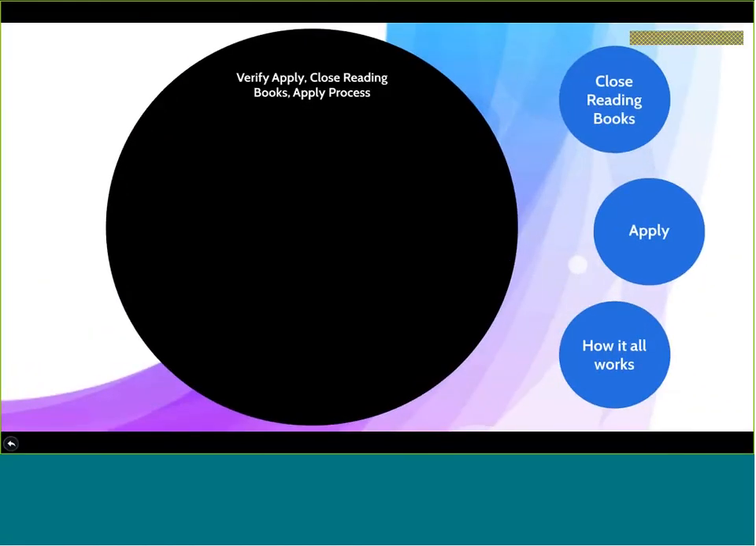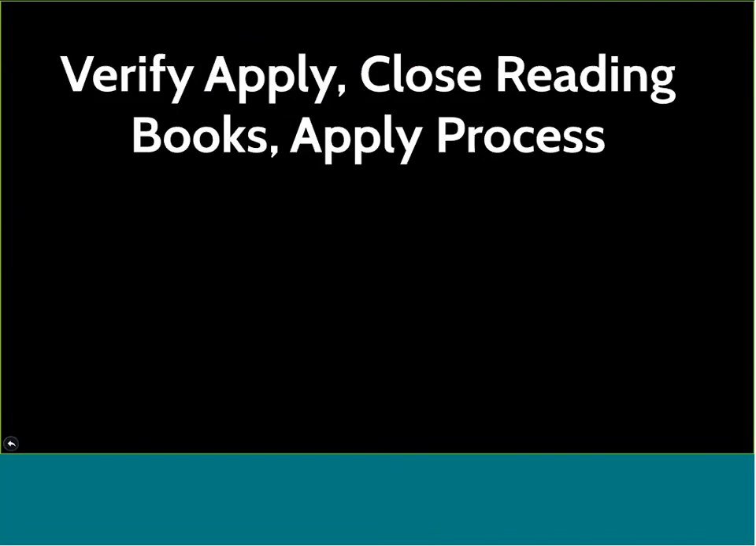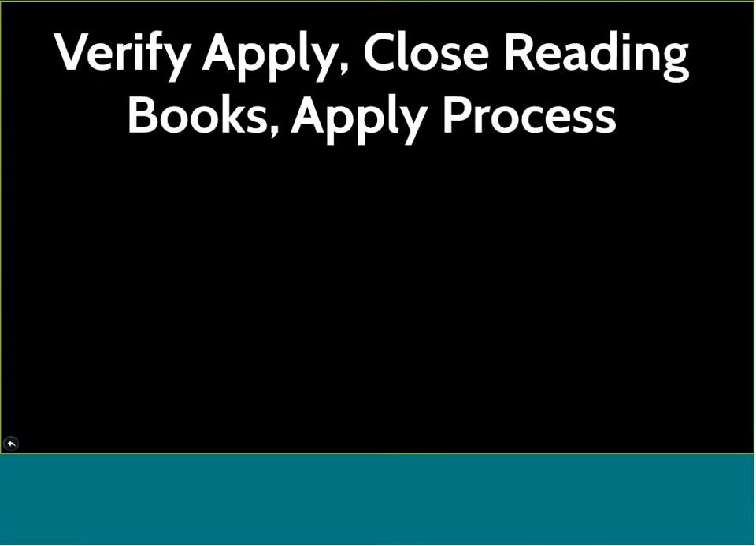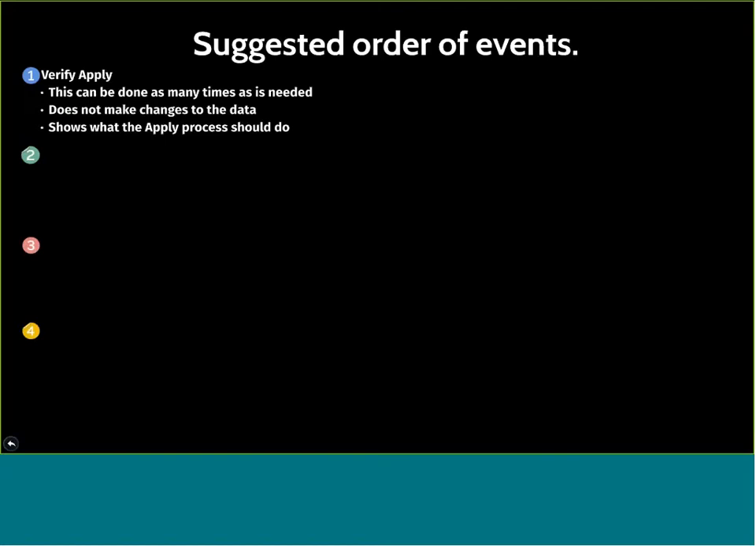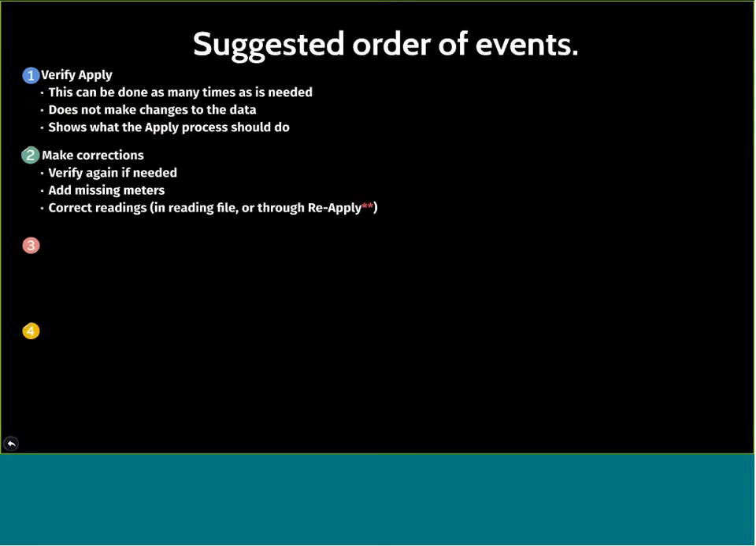All right, so now to applying the charges. The order that we would go in and what we suggest is verify apply, close reading books, and then apply. This is the suggested order of events here. Verify apply can be done as many times as you need. It doesn't make any changes to your data. Really it's just for verifying what's going to happen when you actually do the apply process. So it's going to show you in all the reports what should happen in the apply process. And there are a few exceptions to that rule, but we're not going to cover those here.